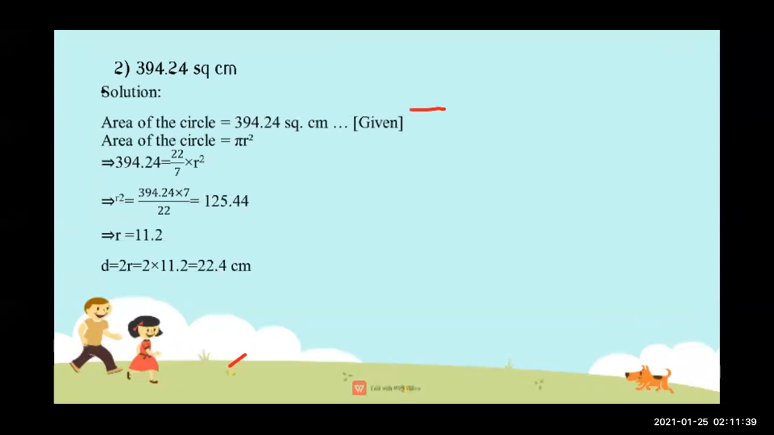Now area of a circle is how much? Pi r square. Now here area of a circle is given. Pi we know, we have to find out first radius. After finding radius, we have to find out the diameter. Now same, we will write the formula, that is area of a circle equal to pi r square.